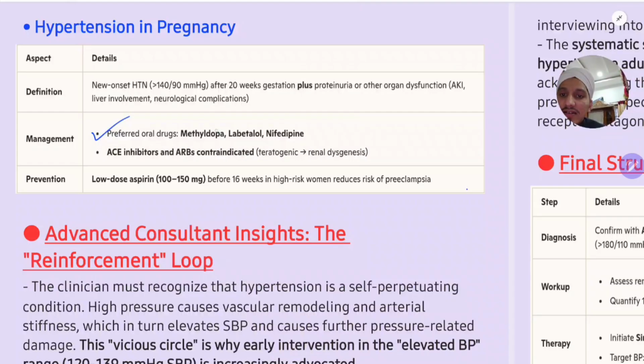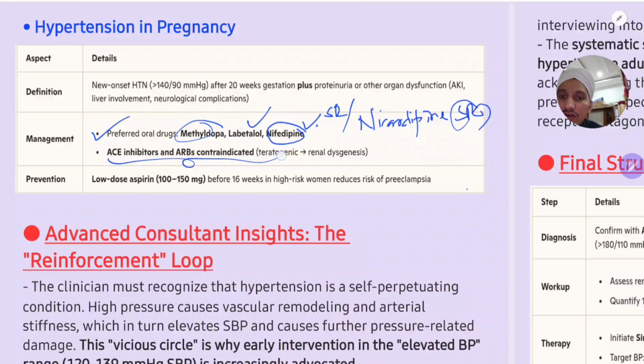The preferred oral drugs are: labetalol is given. Nifedipine can be given in tablet form, slow release, or nowadays many gynecologists and cardiologists prefer nicardipine instead of nifedipine, in slow release form. Labetalol and nicardipine. The other drugs are contraindicated because they are teratogenic. Renal complications can be seen in the baby.